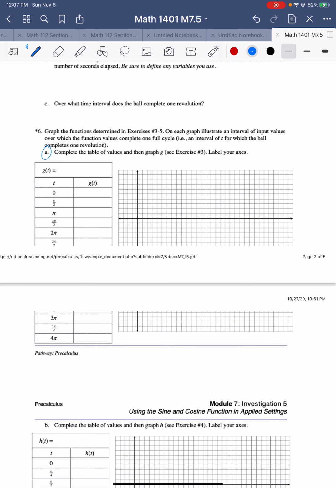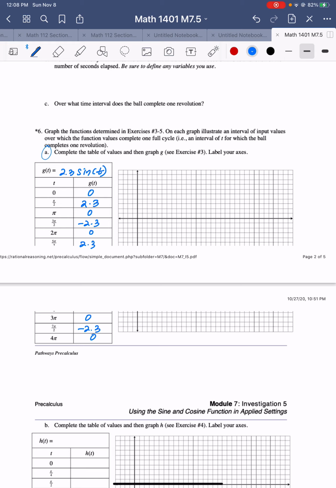So g of t was 2.3 sine t, where t represents seconds. At 0 seconds, plug it in: 2.3 sine 0 comes out as 0. 2.3 times sine pi over 2 becomes 2.3, then 0, then negative 2.3, then 0. You can use a calculator. So it repeats.